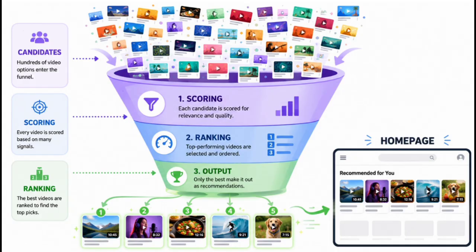Now, the system may have hundreds or even thousands of possible videos. These possible options are called candidates. As shown at the top of the funnel, many different video cards enter the recommendation process, but the home page cannot display all of them. The system must decide which videos deserve the highest positions. The first important step is scoring.